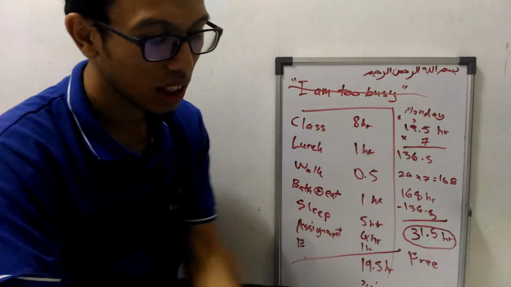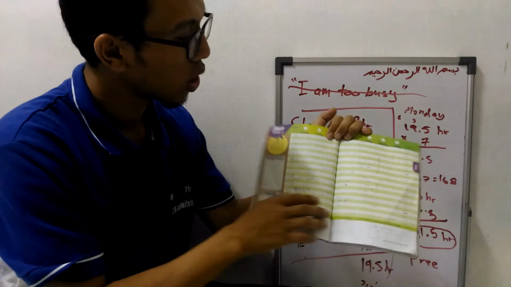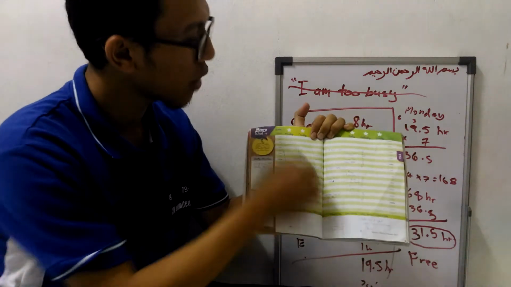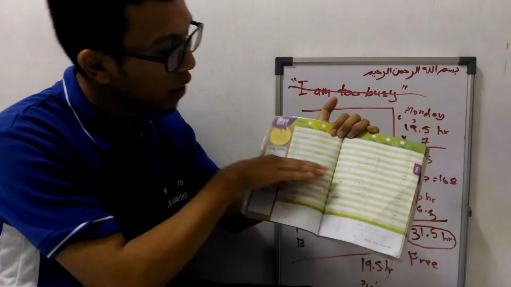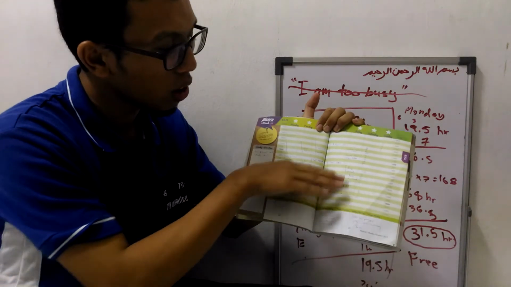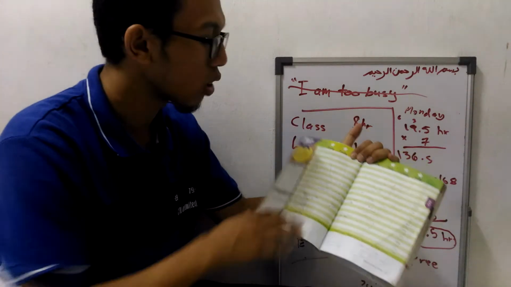So actually, just do simple planning. The times that you have class, just scratch it out. You already know that you have class at that time. And then you fill in the rest of the things that you're going to do outside of class. You're going to do your prayers. You're going to study. You're going to finish your assignments.